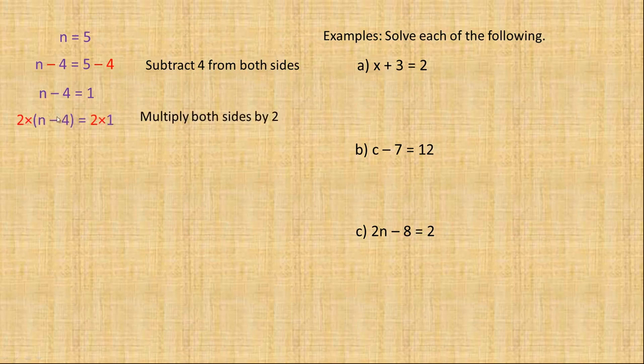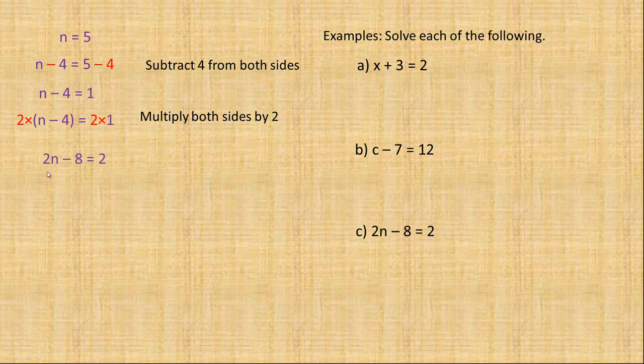So I'm going to take the n minus 4 and multiply by 2, and the 1 also multiply by 2. And again, notice doing the same thing to both sides. Now, on the left, this is called the distributive property. The 2 is said to distribute into the brackets, and everything in the brackets gets multiplied by that 2.